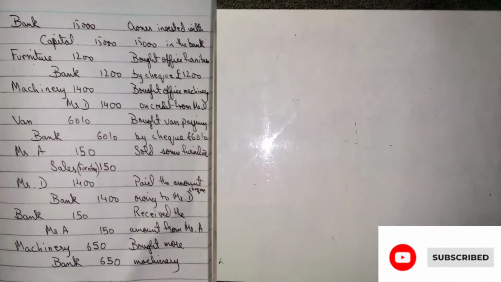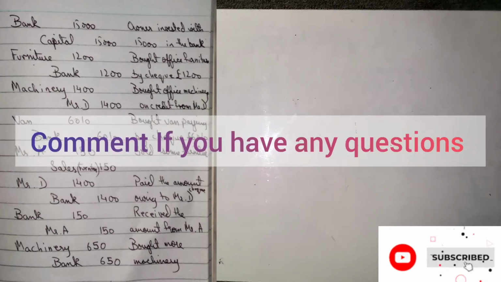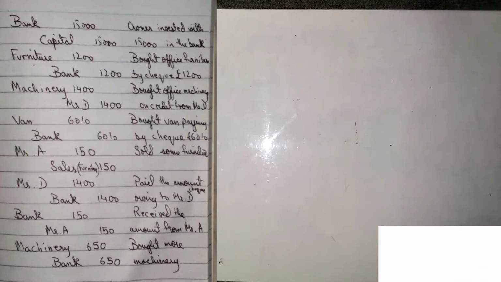Next comes bought van, paying by check 6,010. Again, van is an asset on the debit side and we paid by check. So bank is involved. Whenever the check is written, we will have to write bank. Got my point? Okay, now sold some furniture to Mr. A. This is also on credit. So we will write the name, and sales are always on credit.